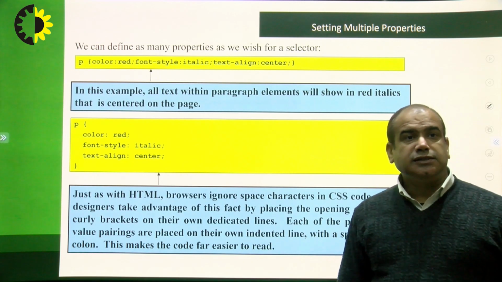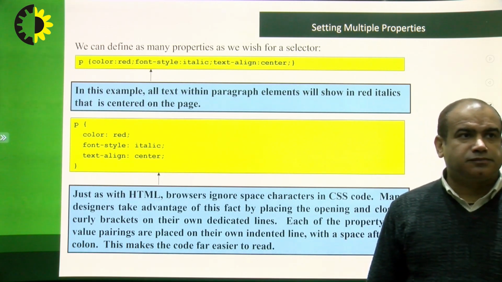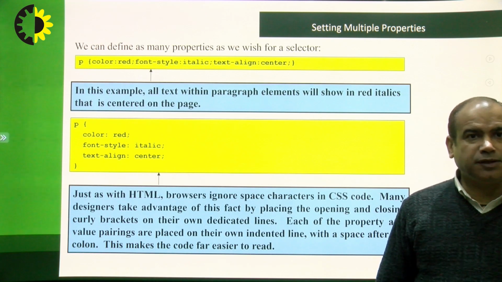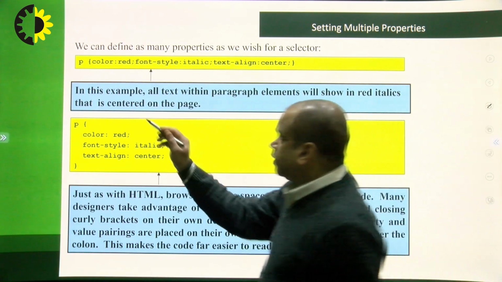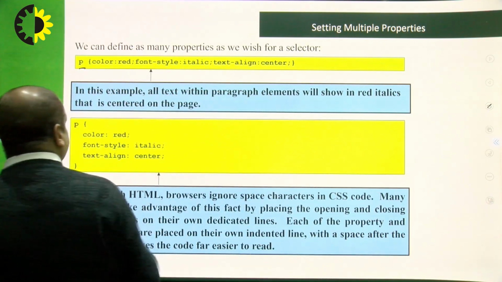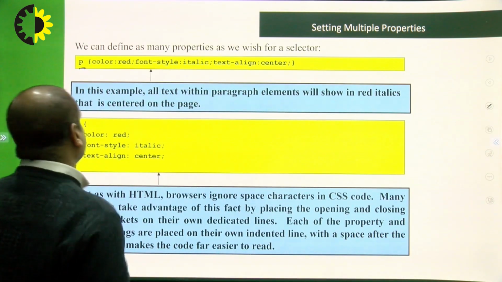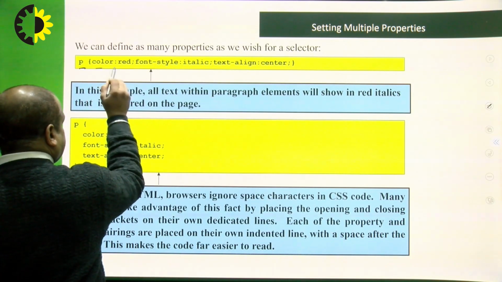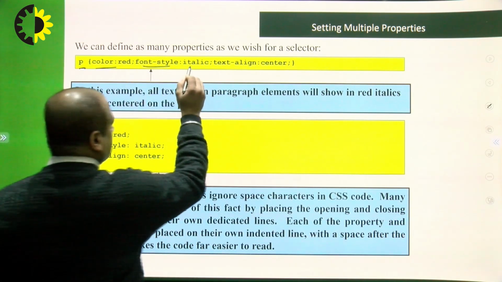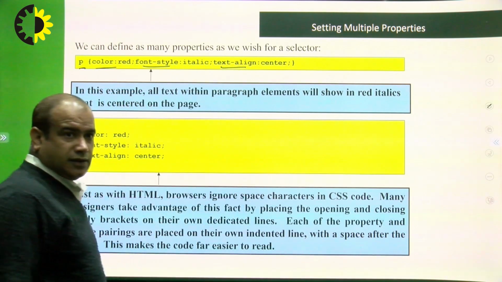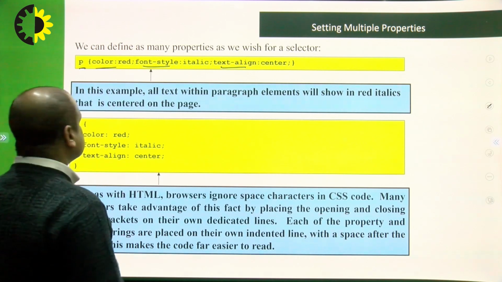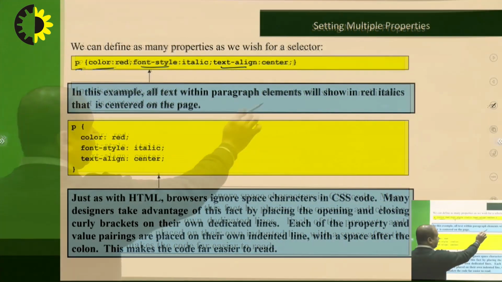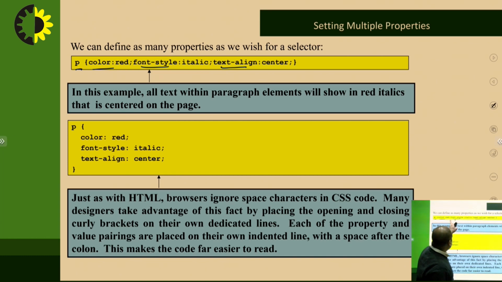Next is setting multiple properties. Multiple properties can be used in a single style rule. See here, on a paragraph selector, we can change multiple properties like color, font style, as well as text align in a single rule. So in this example, all text within the paragraph element will show in red, italic, as well as center aligned.